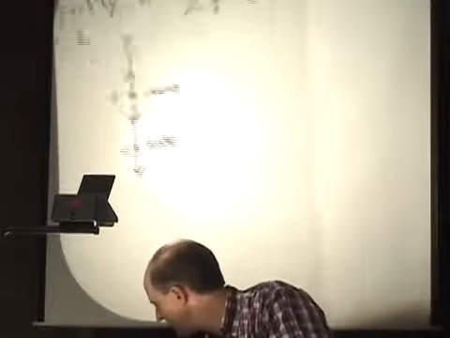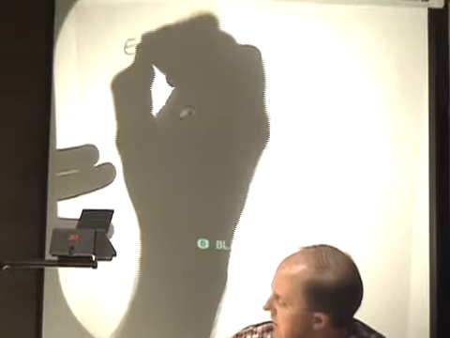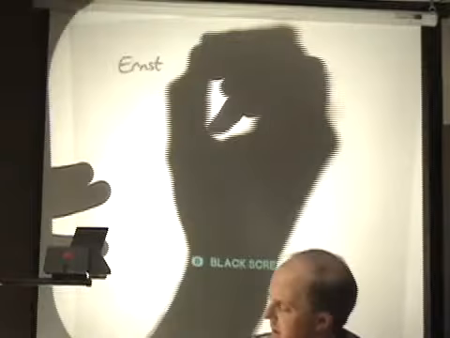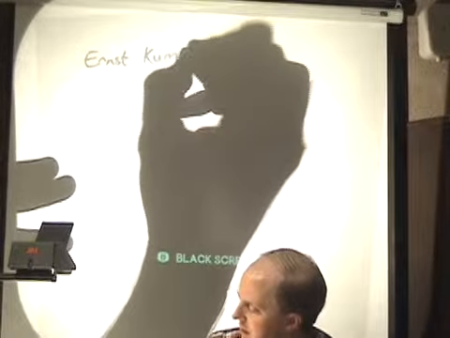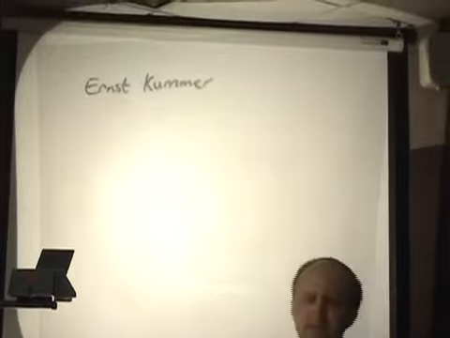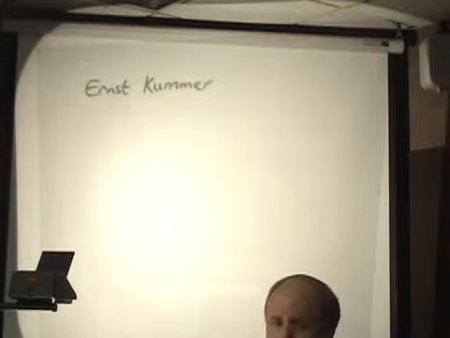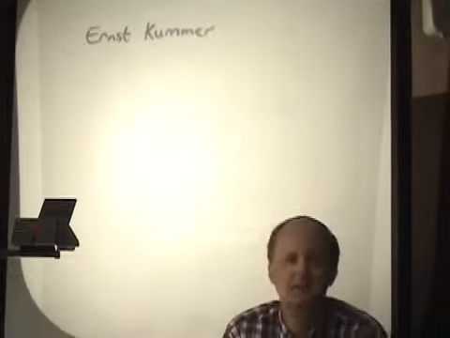I want to end with a little description about a famous mathematician named Ernst Kummer, a German mathematician who lived 150 to 200 years ago or so. And he was basically what you might call a number theorist, meaning he thought a lot about numbers.